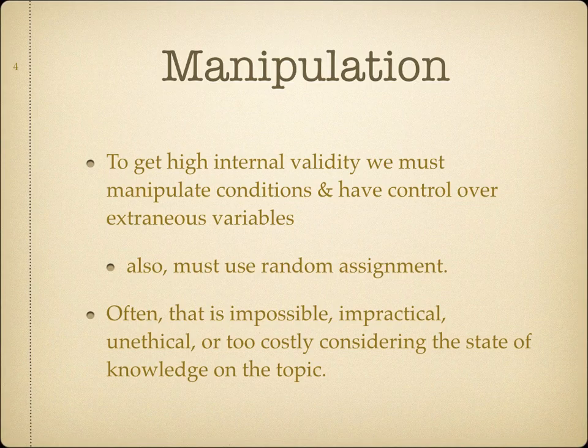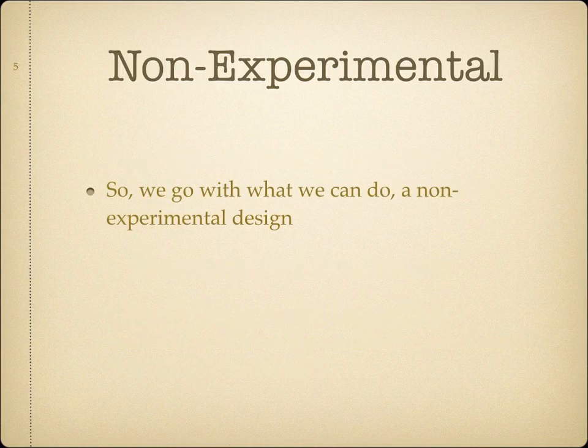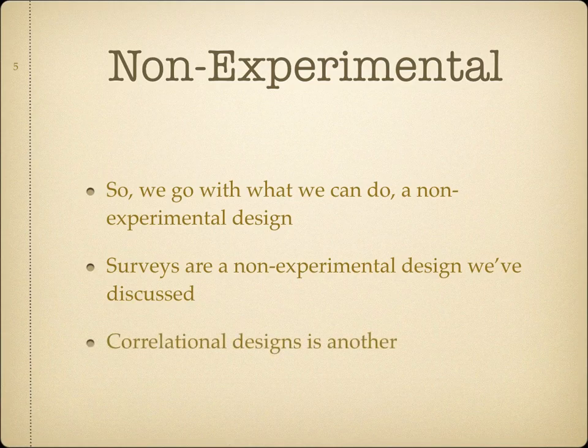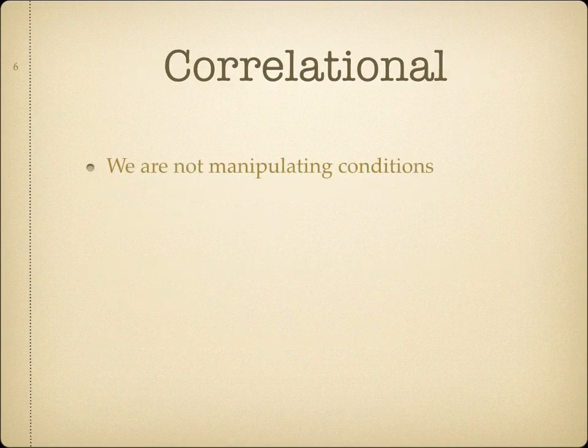But the fact of the matter is it's often impractical or impossible, unethical, or very costly to make changes in conditions or to do random assignment. The manipulation is just not something we can do. Because of that, we have numerous non-experimental methods, and we've been doing some work on that already. We did some surveys. We learned about surveys as a non-experimental design, and we discussed that in previous chapters. Correlational designs is another non-experimental method that allows us to learn something about the nature of the world.